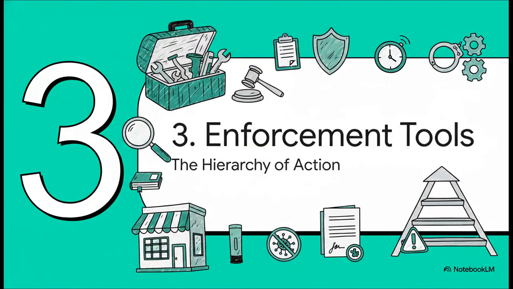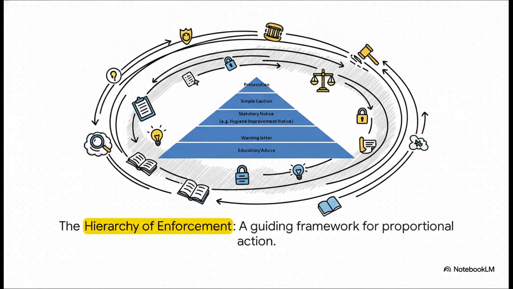Okay, so we've identified the breach, we've framed the offense, now comes the moment of truth. What are we actually going to do about it? This brings us to choosing the right tool for the job from your enforcement toolkit, using the hierarchy of action. This pyramid should be second nature for every single EHO. It's our guide. But remember, it's not some rigid ladder you have to climb one step at a time. No, it's all about proportionality and using your professional judgment to pick the right tool for that specific situation, from simple education and advice at the bottom all the way up to a full-blown prosecution at the top.